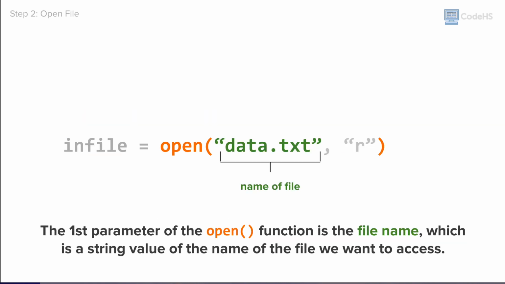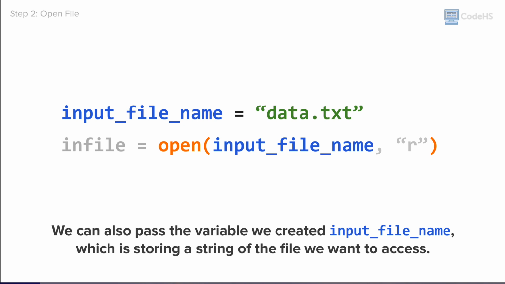Before you can read or write a file, you have to open it using Python's built-in open function. The first parameter of the open function is the file name. The file name argument is a string value that contains the name of the file that you want to access. We can also pass the variable we created, input file name, which is storing a string of the file we want to access.